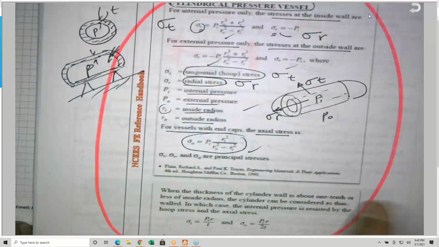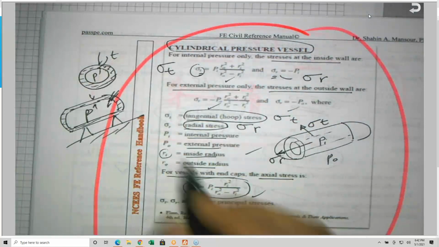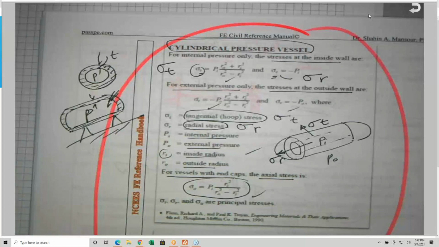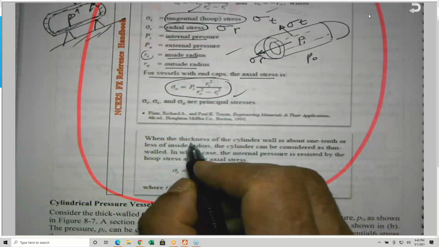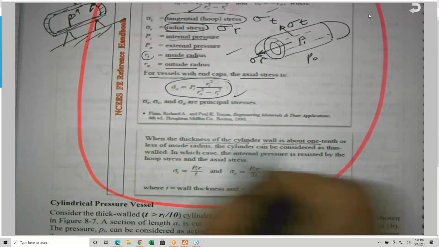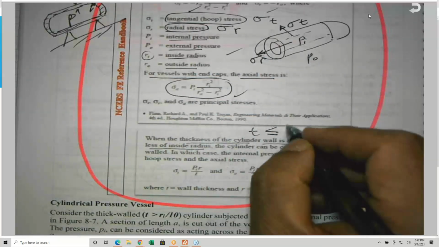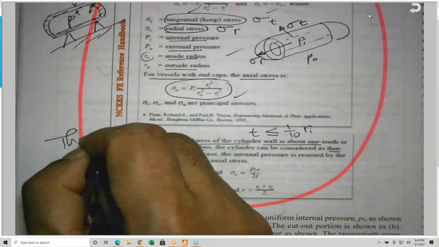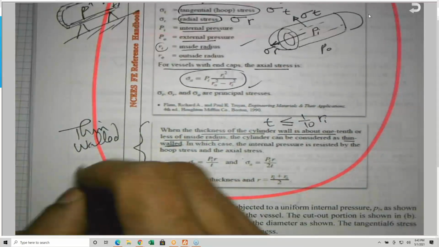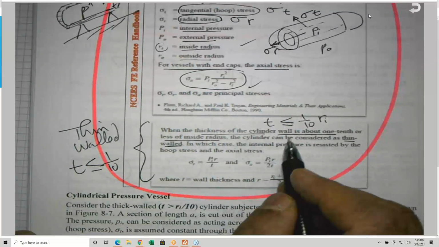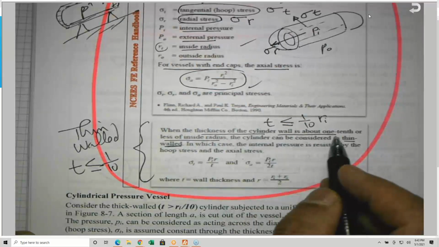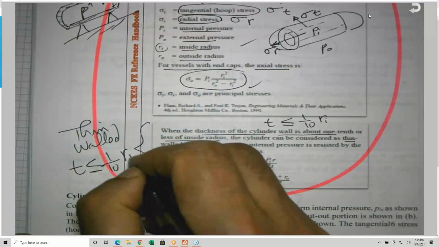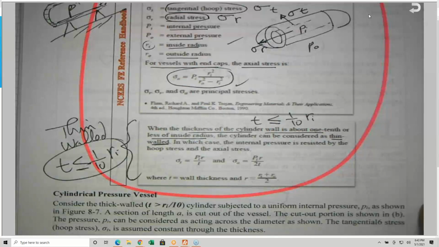The thickness T, by the way, is the wall thickness. When the thickness of the cylinder wall is about 1/10 or less of the inside radius, when T is less than or equal to 1/10 of the inside radius, they call it thin-walled pressure vessels. So what is thin-walled? If T is less than or equal to 1/10 of the inside radius, they classify this kind of vessel as thin wall.